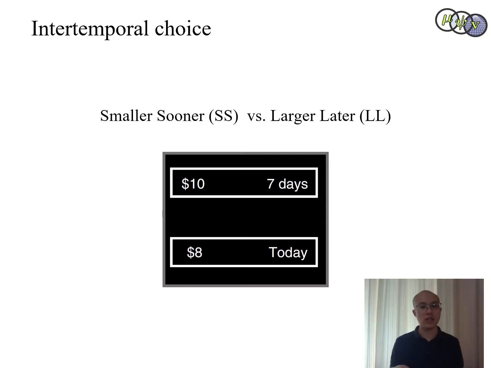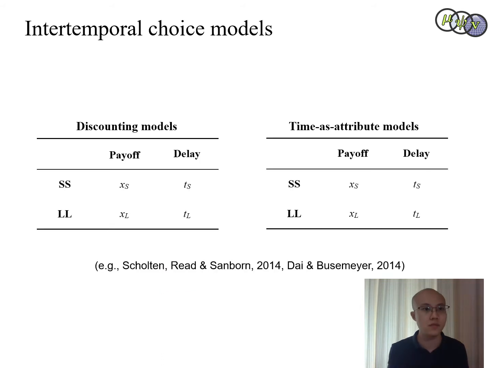First off, let's take a look at what intertemporal choice is. In standard lab experiments, intertemporal choice usually refers to the binary choice between a smaller sooner option versus a larger later option. Here's an example. The first option is receiving $10 in 7 days, and the second option is receiving $8 today. The first option, receiving $10 in 7 days, is the larger later option, and receiving $8 today is the smaller sooner option.